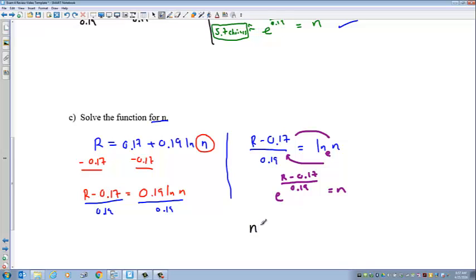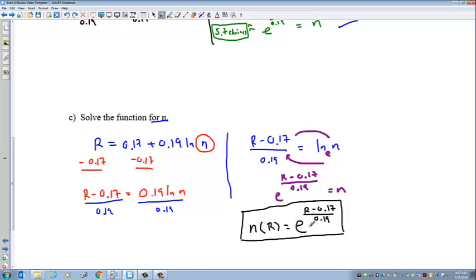And so we can rewrite this, if you want, as a function. So the number of choices is a function of the reaction time r, and that's equal to e to the r minus 0.17, and this is all in the exponent, and divided by 0.19. So that's a formula for the number of choices, and it depends upon the reaction time. So a formula for n in terms of r, basically.